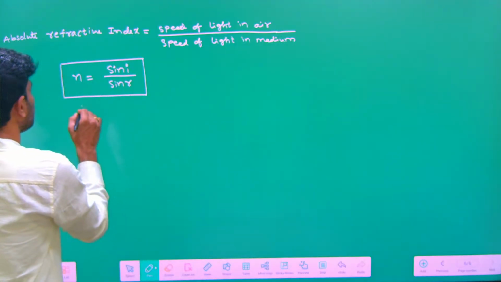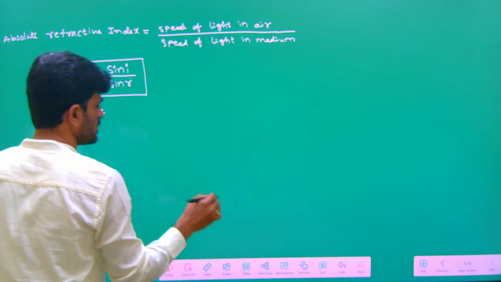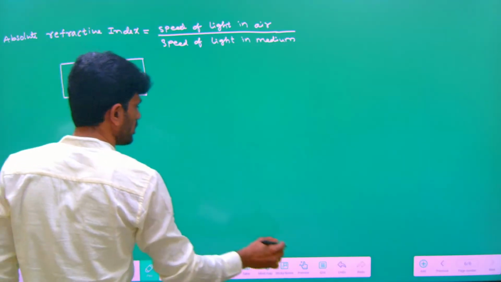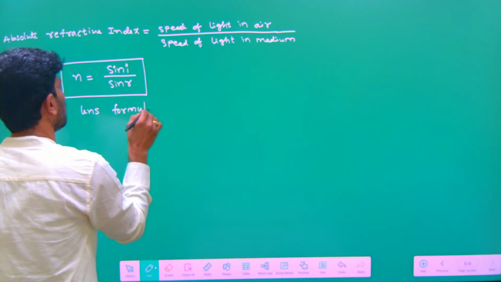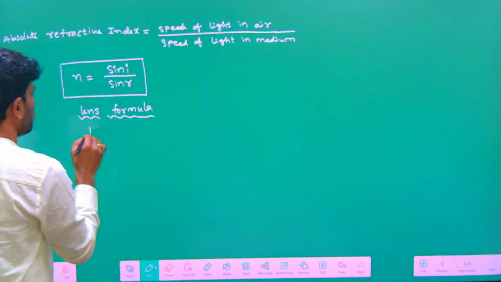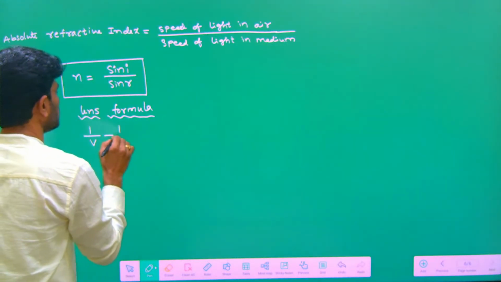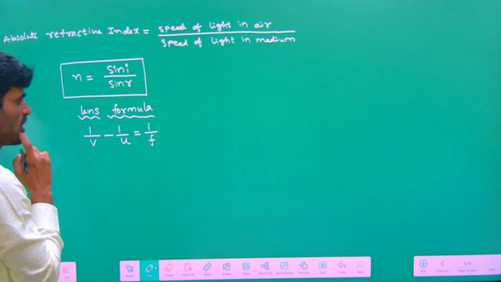And coming to another one, lens also we will discuss now. What are the important formulas we have? Like the mirror formula, we also have the lens formula. The lens formula has only one change, that is 1 by v minus 1 by u is equal to 1 by f. This is the lens formula.